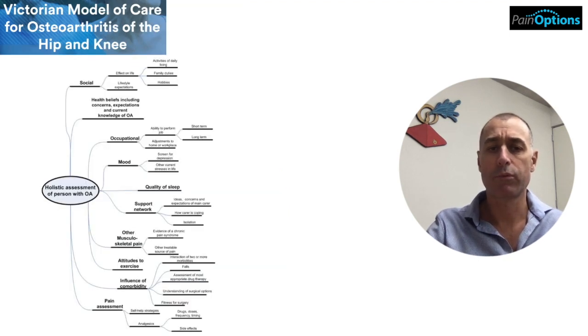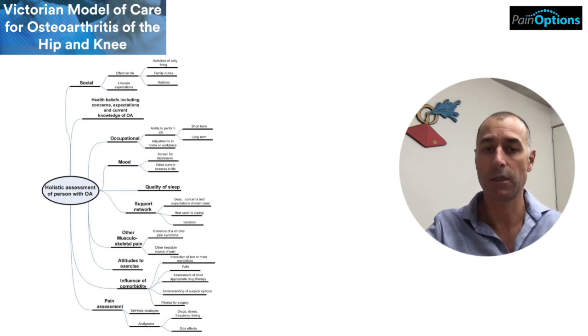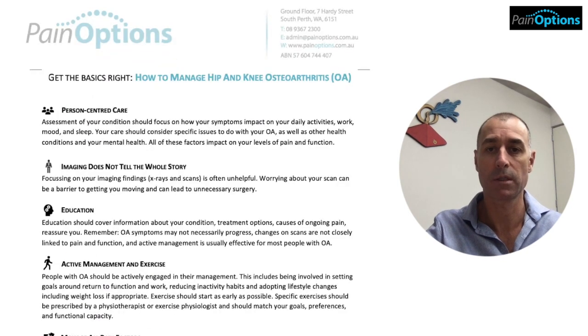Now, that's quite small, but broadly on this model of care with a holistic assessment of someone with OA, you'll note in terms of our Pain Options services, there's a range of different domains that we'll comment on in our reports, and they're broadly those ones there. So around social factors, understanding, occupational factors, mood factors, quality of sleep, other social or support networks, other conditions, their attitude to exercise, other comorbidities, and then the assessment of their condition. So broadly a thorough assessment to consider all the different factors that might be contributing to someone's knee osteoarthritis.